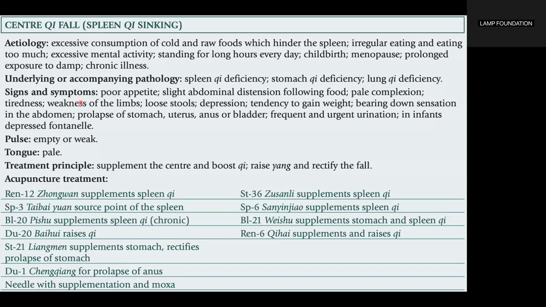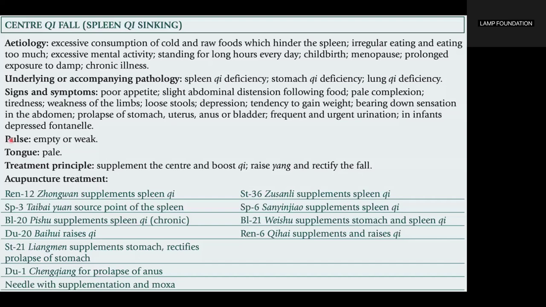Signs and symptoms: poor appetite, slight abdominal distension following food, pale complexion, tiredness, weakness of the limbs, loose stools, depression, tendency to gain weight, bearing down sensation in the abdomen, prolapse of stomach, uterus, anus or bladder, frequent and urgent urination, in infants, depressed fontanelle. Pulse is empty or weak. Tongue is pale. Treatment principle: supplement the center and boost the chi, raise the yang, and rectify the fall.